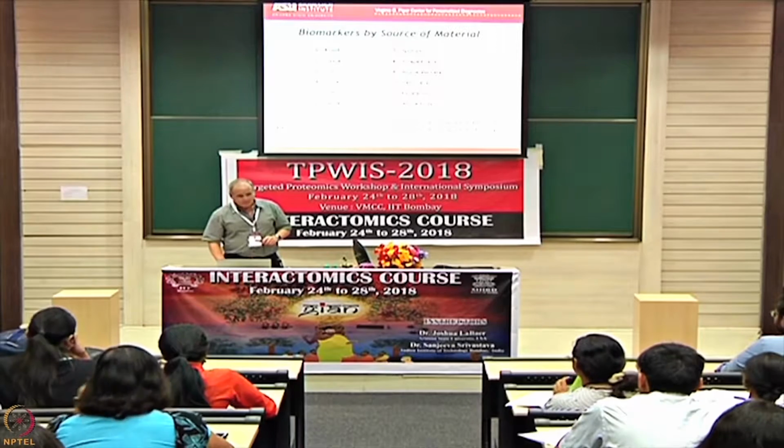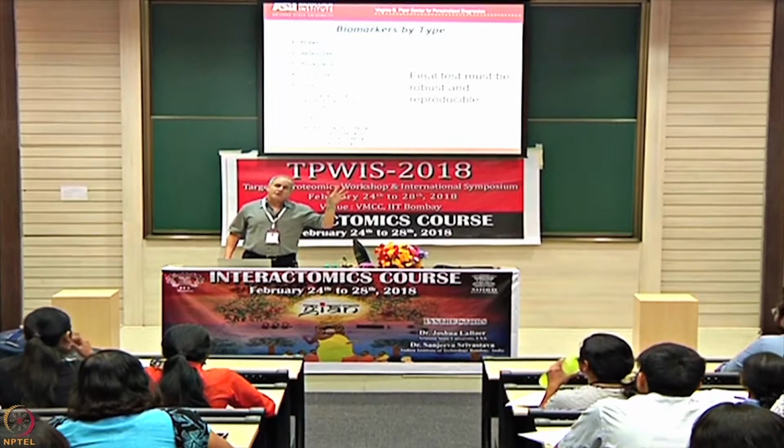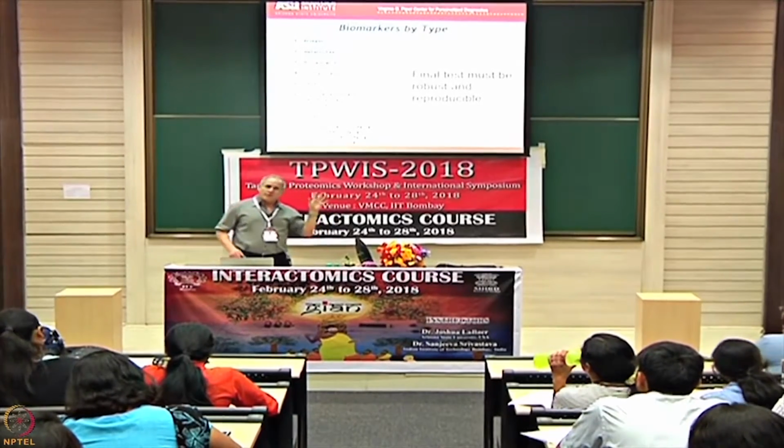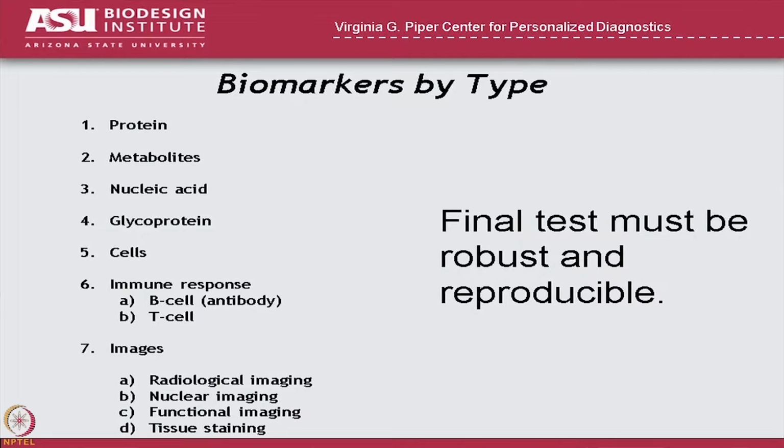Okay, and so these are types of things that you can measure in sources from all those places. Obviously, all of us are proteomics people, so we're going to be interested in number 1, which is why it's listed number 1. But you could look at metabolites, you could look at DNA or RNA, or other nucleic acids, long chain RNAs or whatever. You could look at glycoproteins, you can look at cells themselves.